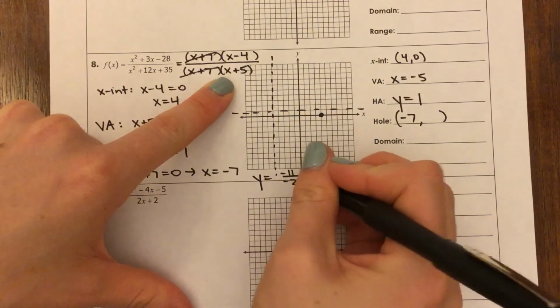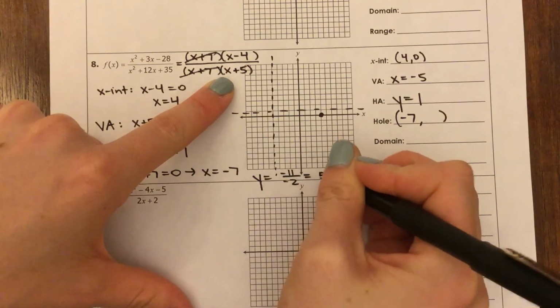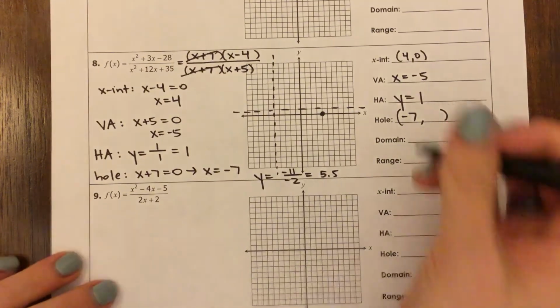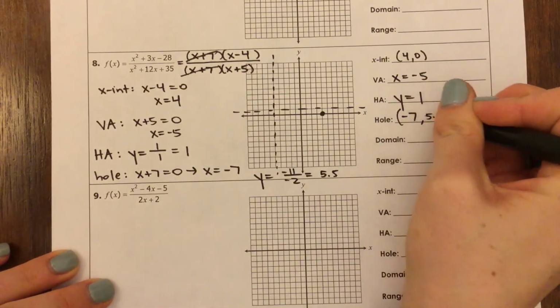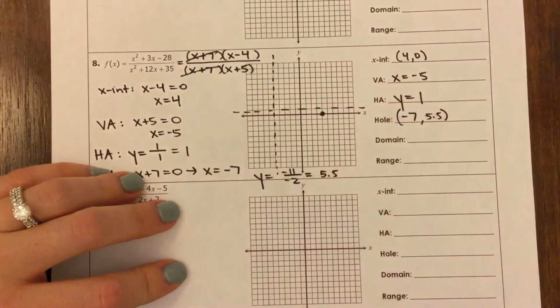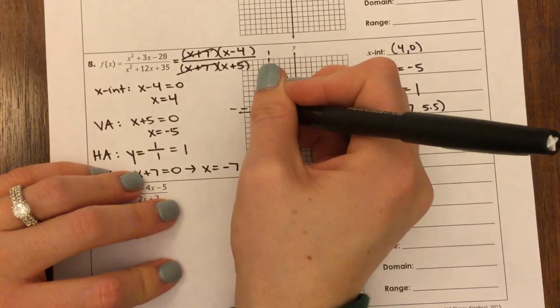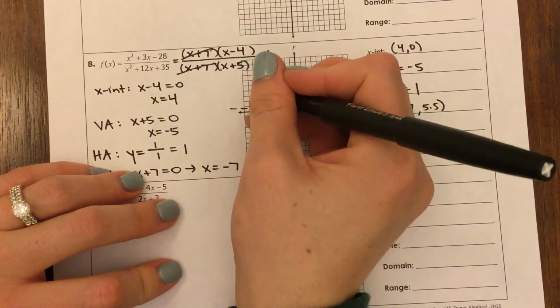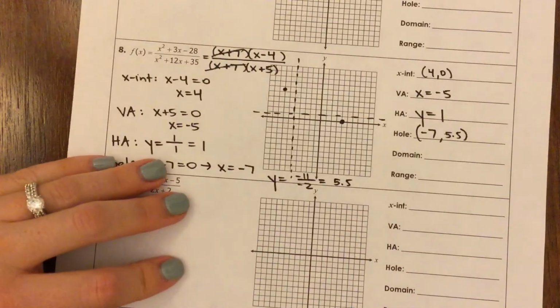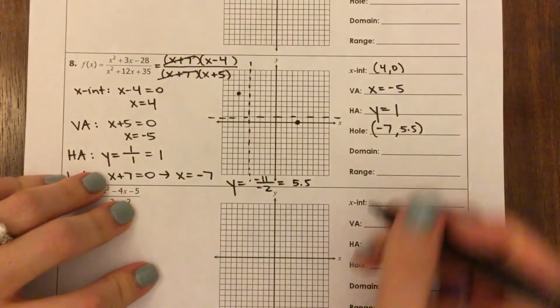Okay, so when I divide this out, I get 5.5, a lovely 5.5 that I can put into an ordered pair. And that goes with the -7. So you can plot that. So this is -5, -6, -7, and it's at 5.5. So 1, 2, 3, 4, 5.5. Like that. Okay, domain and range, let's do that really quickly.